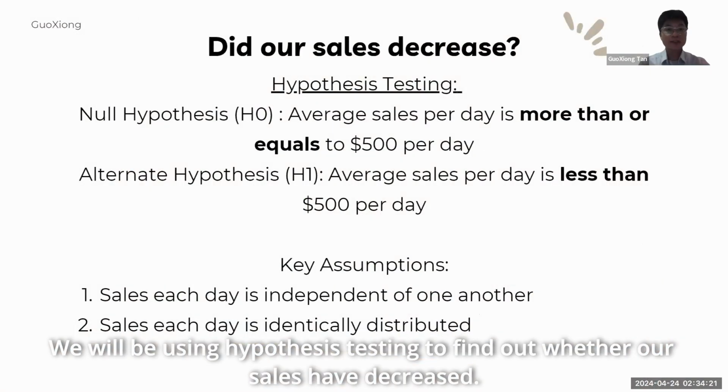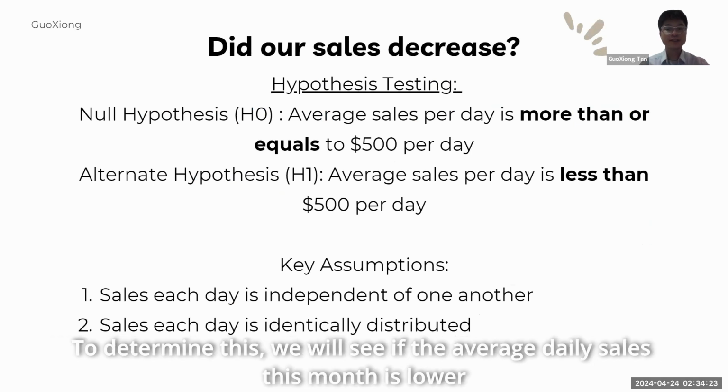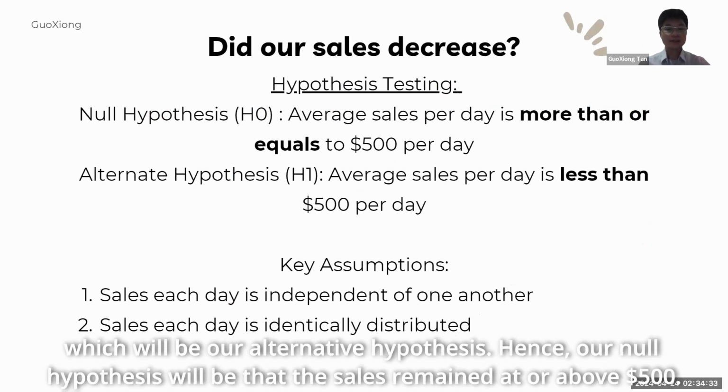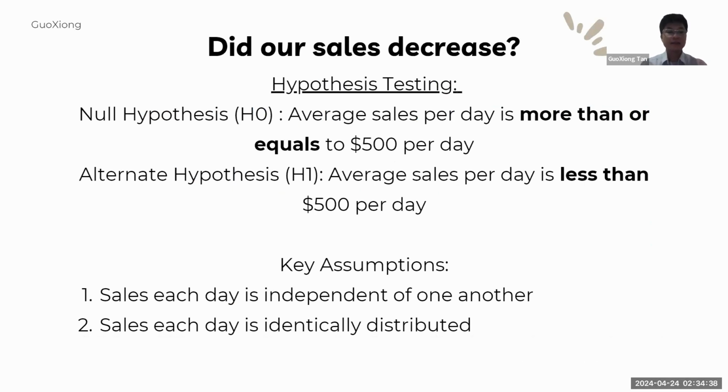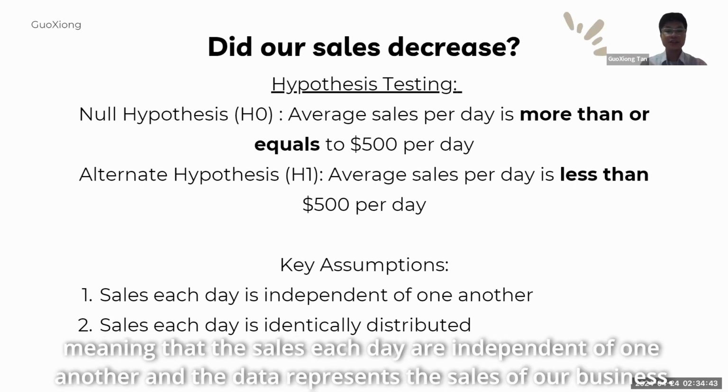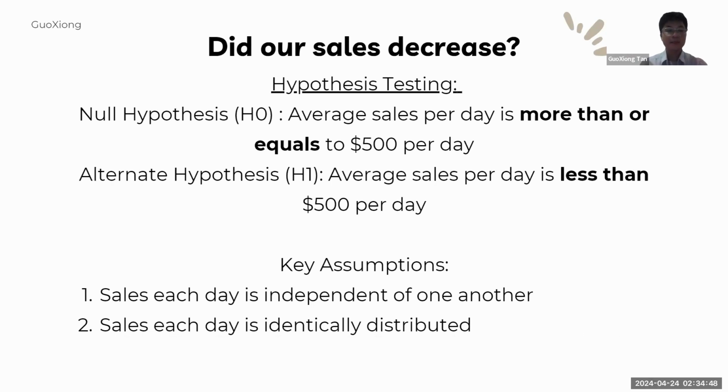We will be using hypothesis testing to find out whether our sales have decreased. To determine this, we will see if the average daily sales this month is lower than the average daily sales last month of $500, which will be our alternative hypothesis. Hence, our null hypothesis will be that the sales remain at or above $500. The assumption we've made here is that the sales are IID, meaning that the sales each day are independent of one another and the data represents the sales of our business.